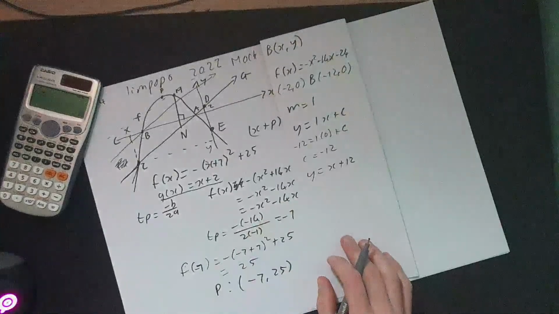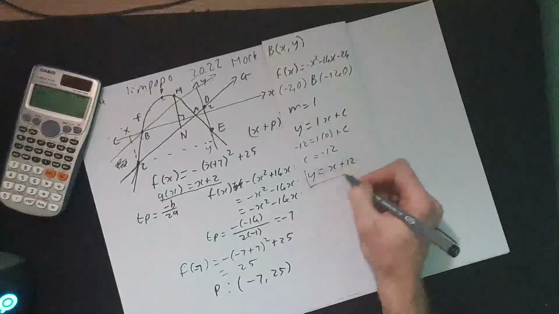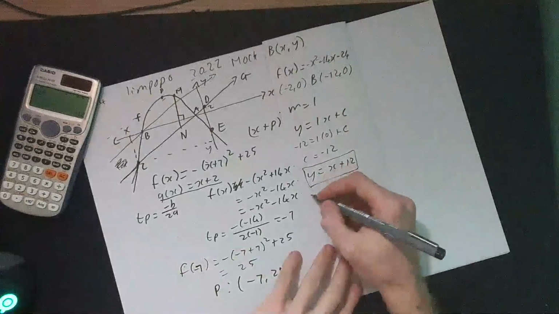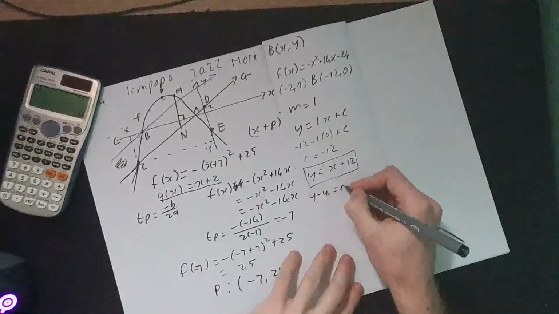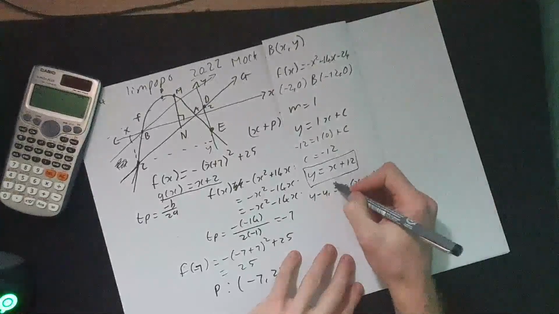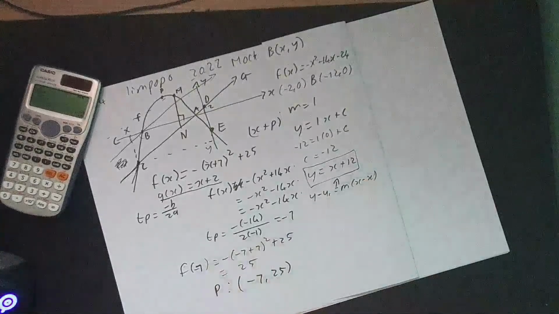Okay, and that's how we go about doing that one. So then we end up with a plus 12 over there. You can also use the other one, y minus y1 equals m times x minus x1. You can use that and you'll get to that equation over there. Okay, all right.